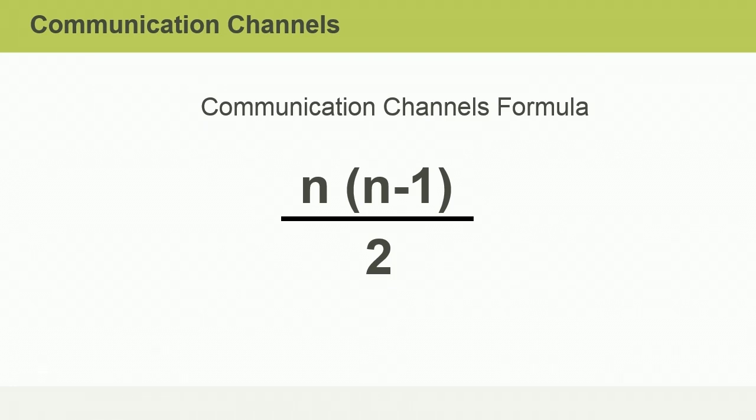Now, why would we divide by 2? You can pause now and resume when you're ready. If you said it is because the flow of communication is bidirectional, that is also correct. Nice job. When you and another team member communicate with one another, you share one communication channel.